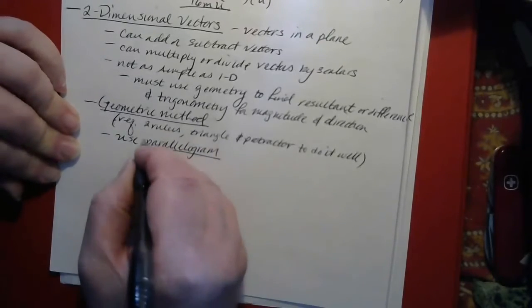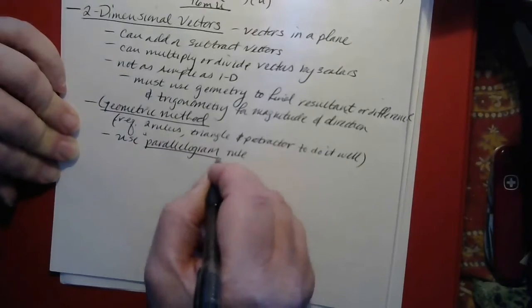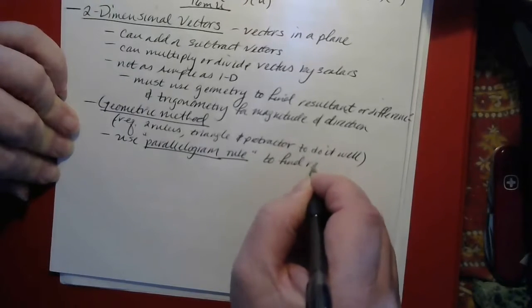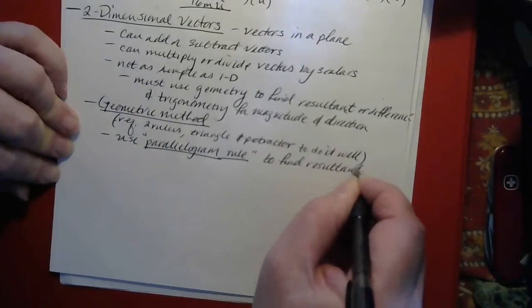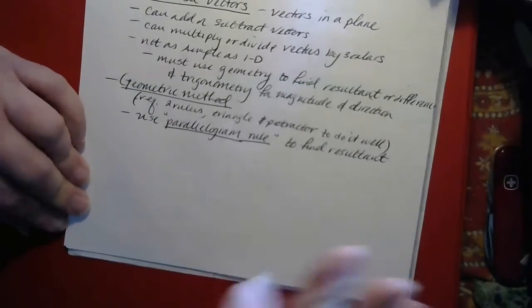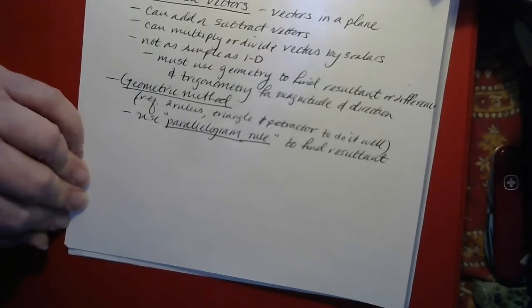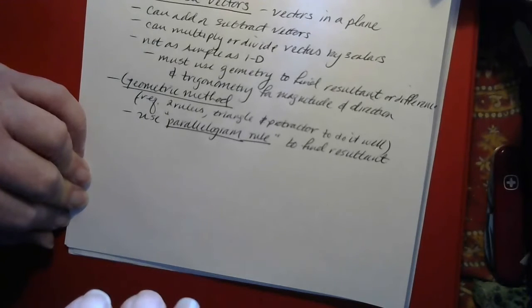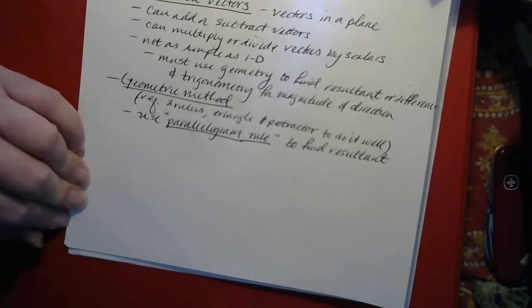what we do is we use what's known as the parallelogram rule to find the resultant. That is, if you have two vectors that are at an angle to each other, you can basically draw lines, like dotted pencil lines that are parallel to those two vectors and of the same magnitude, and basically turn those two vectors into a parallelogram, and then the diagonal of the parallelogram will be the resultant of the vectors.